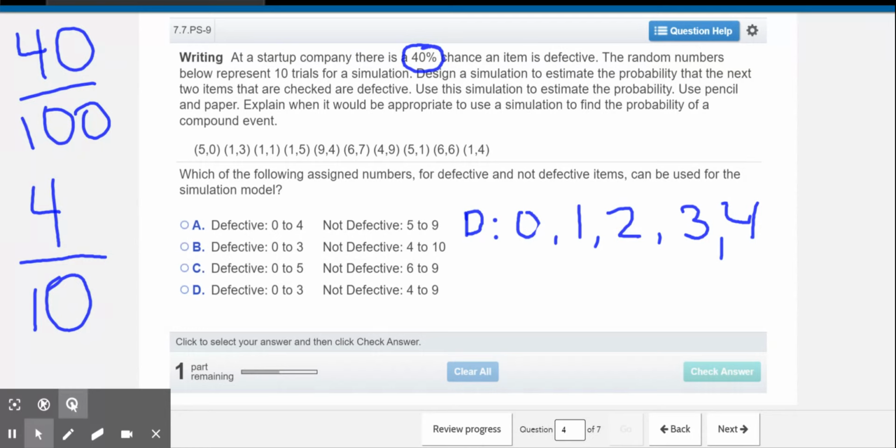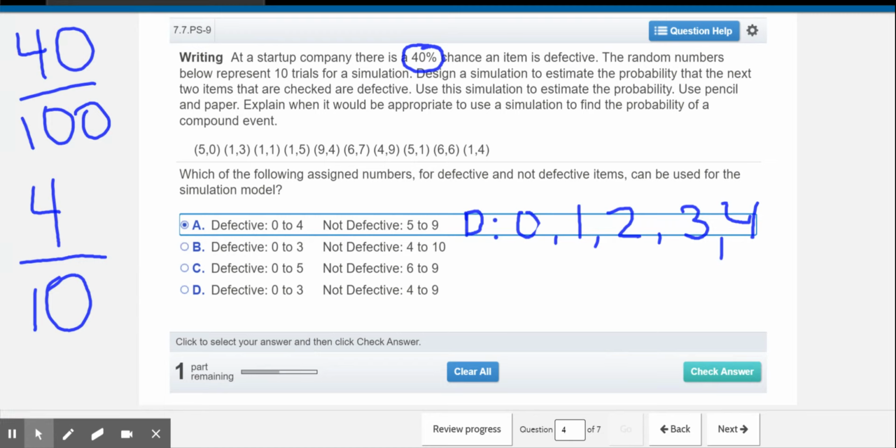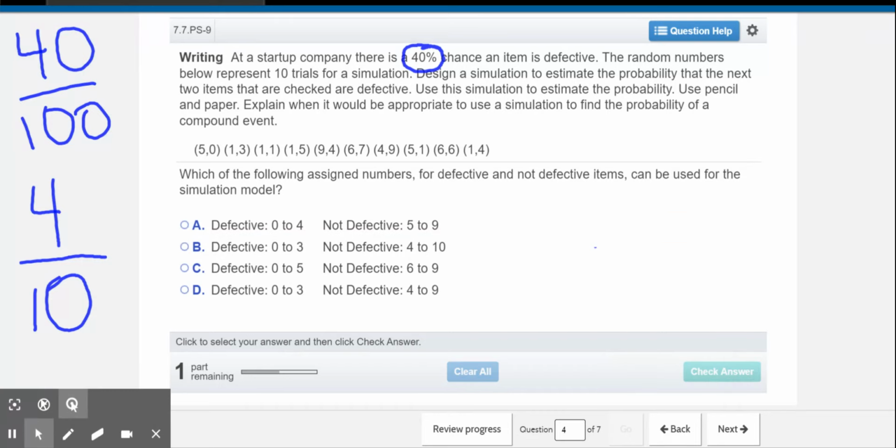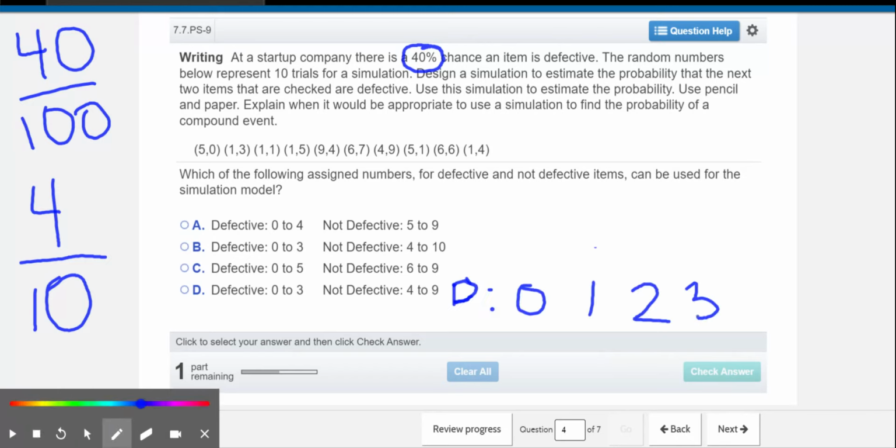So if we look at A, they want to assign defective 0 through 4. So if we look, that's actually 1, 2, 3, 4, 5 numbers that represent defective. So that's actually not correct. They're trying to trick you a little bit. If we look at B, defective 0 through 3, that could work, but not defective 4 through 10. So our numbers are actually only going 0 through 9. They're not including 10. All right, and then if we look at C, if they want to assign defective 0 through 5, that's going to be way too many numbers.